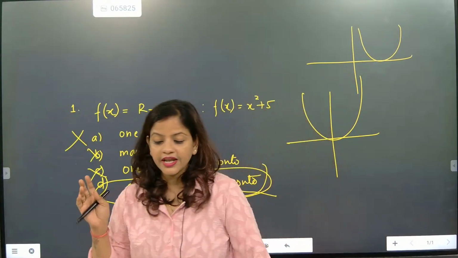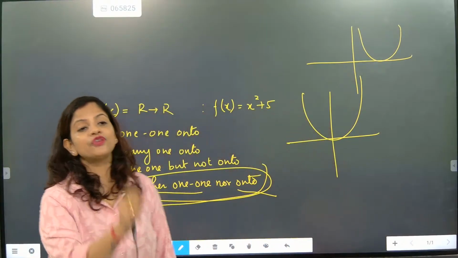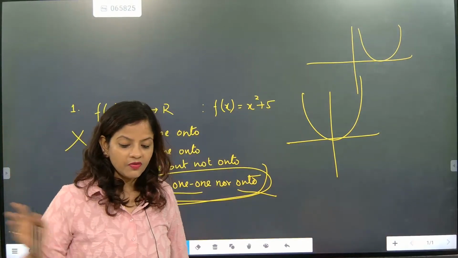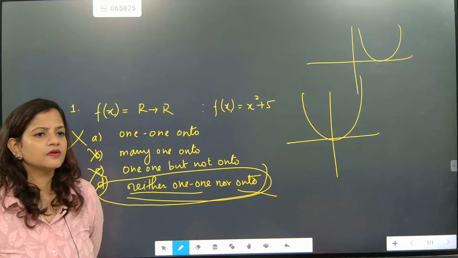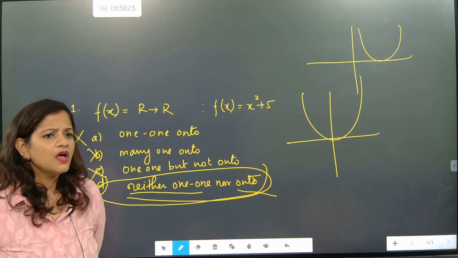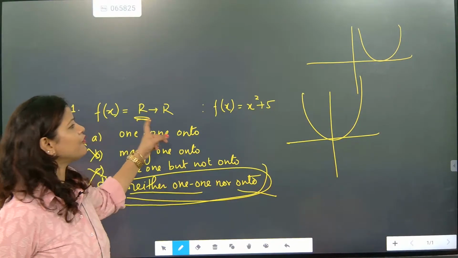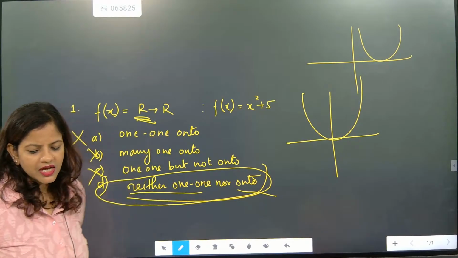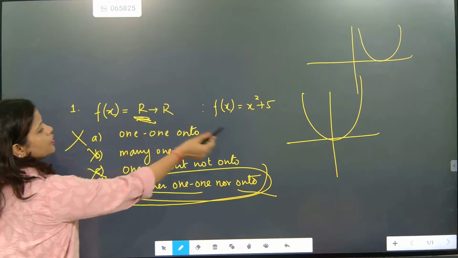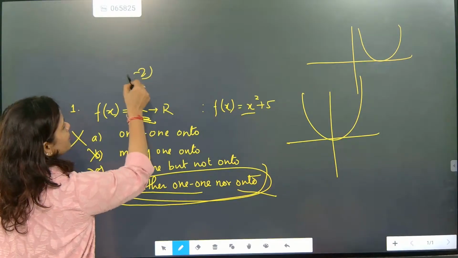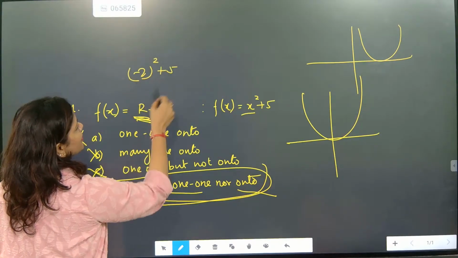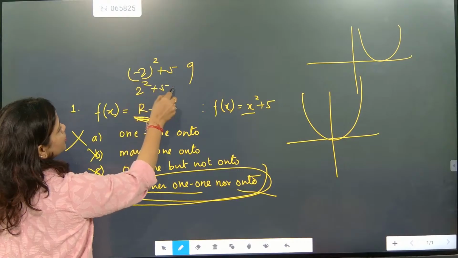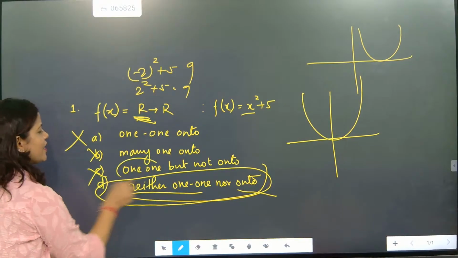Now I'm going for the next question. Those who have given the answer, Kishore, absolutely correct, well done, super performance. Why is it not one-one? Because it is a set of real numbers. When you put two different values, minus 2 and 2, into x squared plus 5, it is coming as 4 plus 5, which is 9, both times. So it will never be one-one.